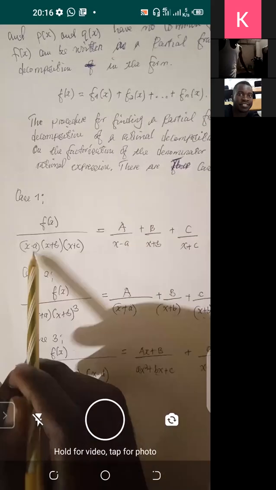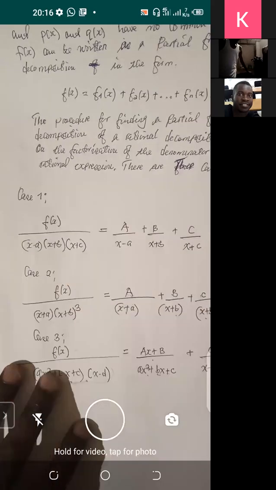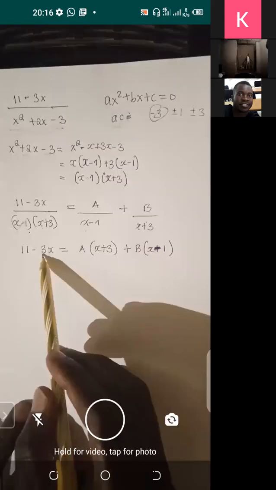So when we did this, we saw that this is similar to our first case. Then we say 11 minus 3x is equal to A times (x plus 3), then we are here. So just make sure you get up to here.